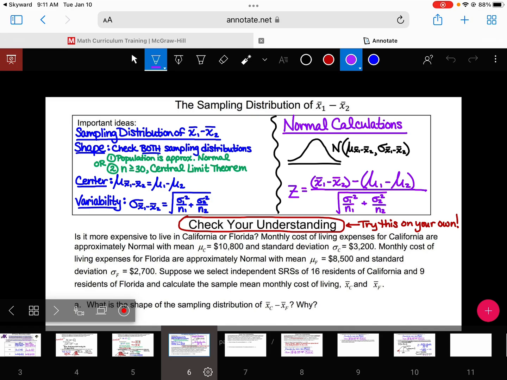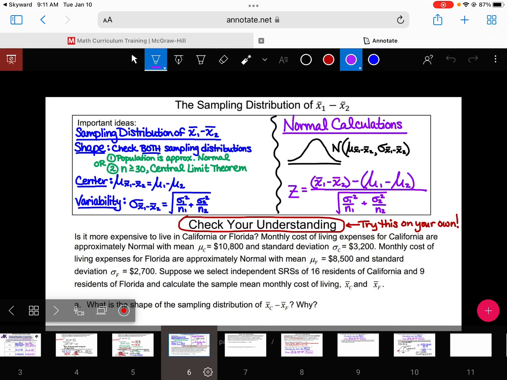It's going to be approximately normal. Why? Yes, it tells us right up here that the monthly cost of living expenses for California are approximately normal. So one of my populations is approximately normal. And then here, second sentence, monthly cost of living expenses for Florida are approximately normal. Both of my population distributions are approximately normal. So the difference in means for those two, for my sampling distribution, will be approximately normal.